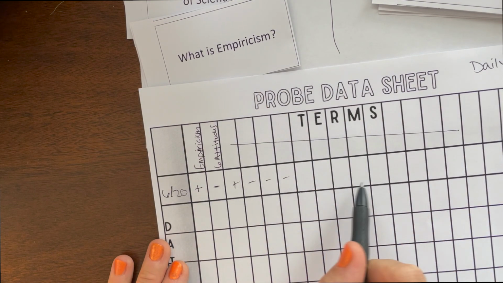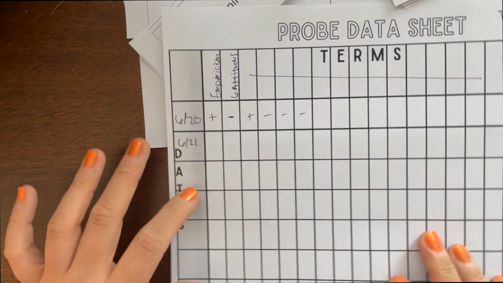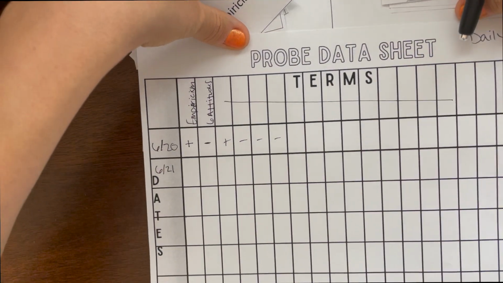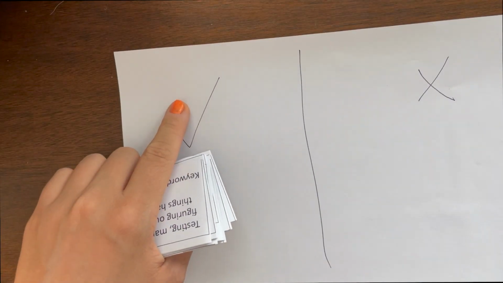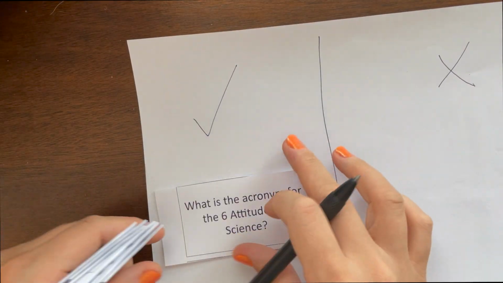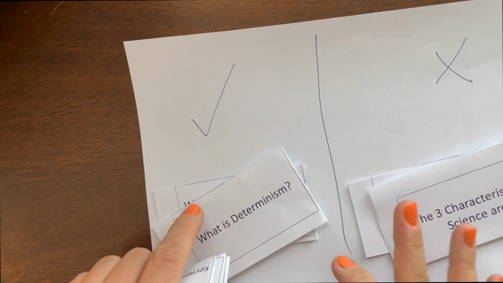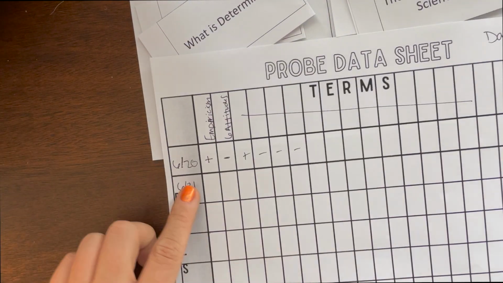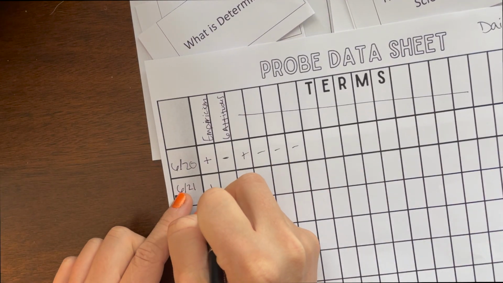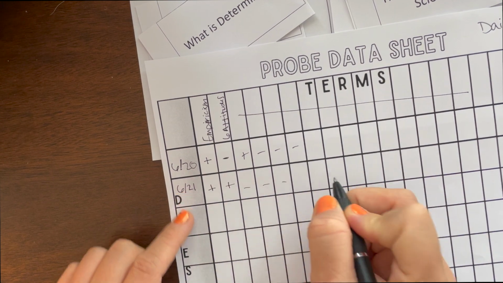I'm going to go through and mark, and then the next day I'm going to come back again. So it's 6:21, and I'm going to do my cards again. So I go through, sort them out, I get some right, some wrong, all that fun stuff. I'm moving through them all. And then exact same thing, I'm going to go back to my data sheet. It's the next day. I got empiricism correct again. 6 attitudes I got correct this time, and then we mark it.